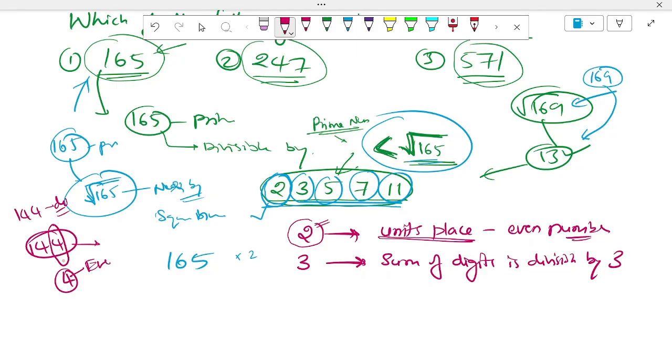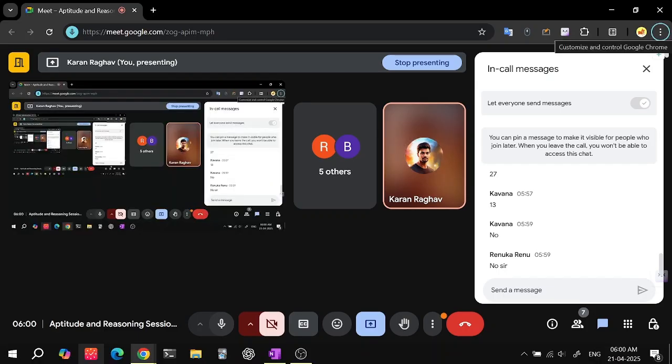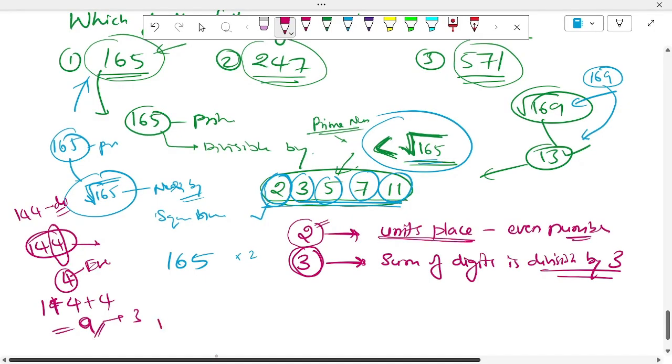You got it? Now to check whether a number is divisible by 3 or not, you will just add 1 plus 4 plus 4. So what is the answer? 9. Is 9 divisible by 3? Yes, that's why 144 will also be divisible by 3.